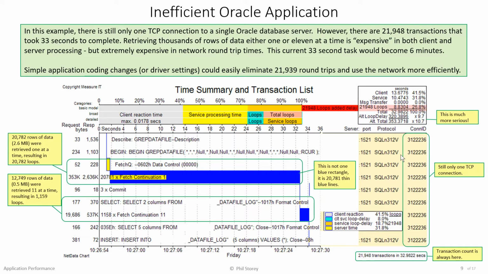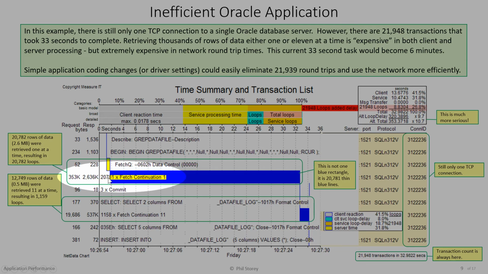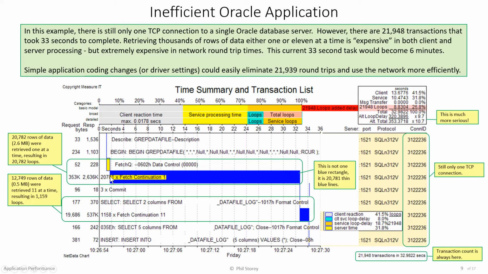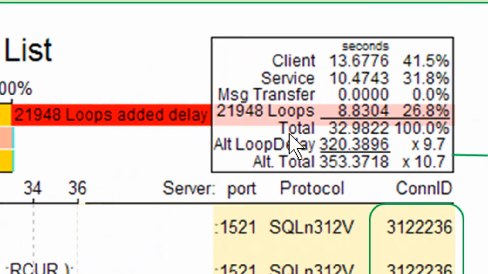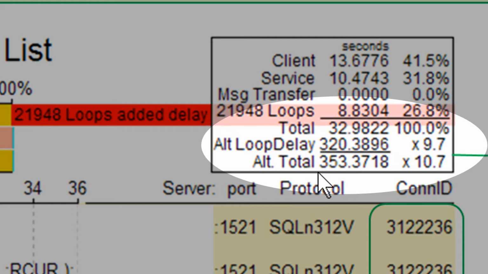Here's a particularly bad example of an Oracle application, and it retrieved 20,000 rows, one row at a time. So it does a SQL query that says, give me the first row, and then goes back and says, give me the next row, give me the next row, give me the next row, and it does that 20,781 times. Each one of those is a round trip. Therefore, in the table here, we see that this originally 33-second transaction would turn into a 6-minute transaction.